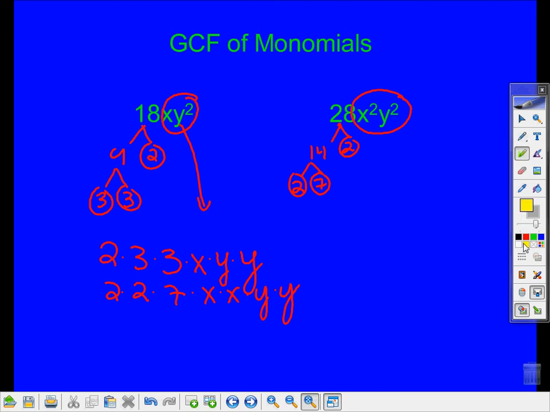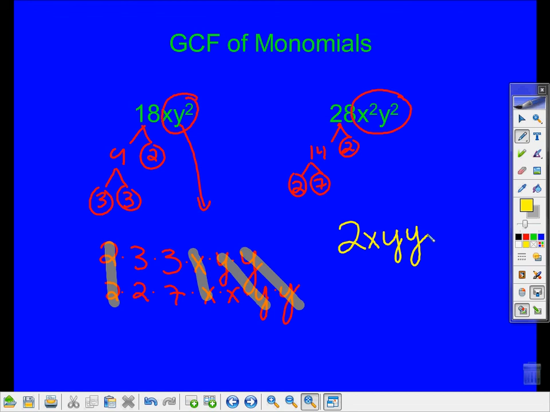Now, just like we did with our regular numbers, we have to find out what's in common. Well, what do they have in common? They have a set of 2's in common. Okay, so we're going to have that. They don't have any 3's, they don't have any 7's. They have 1 set of x's and 2 sets of y. So to find the GCF of these two things, we take what we had in common. We had a 2 in common, we had an x in common, and we had 2 y's in common. Well, how else can I write that? That would be 2xy squared, which would be your final answer of the greatest common factor of these two monomials.